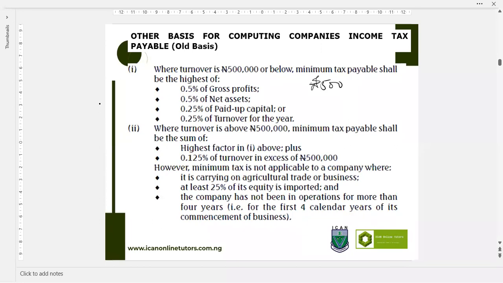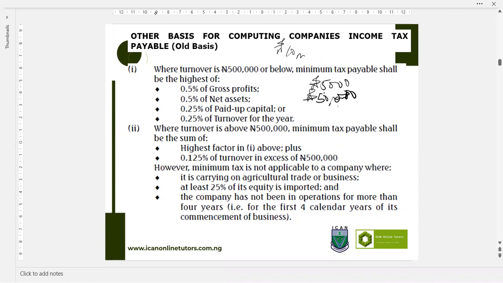Then if our net assets is, let's say, 10 million naira, and you do 0.5% of the 10 million naira, what will you have? This one will give us 50,000 naira. Please punch your calculator to confirm this figure.